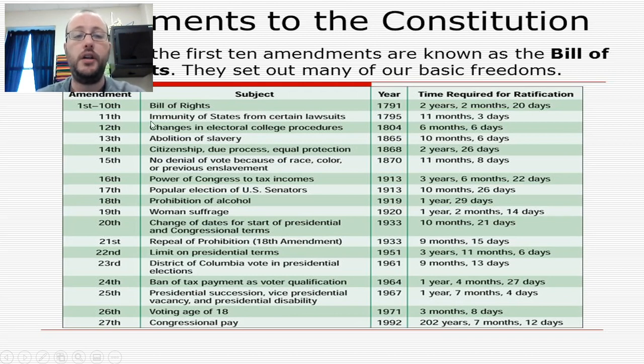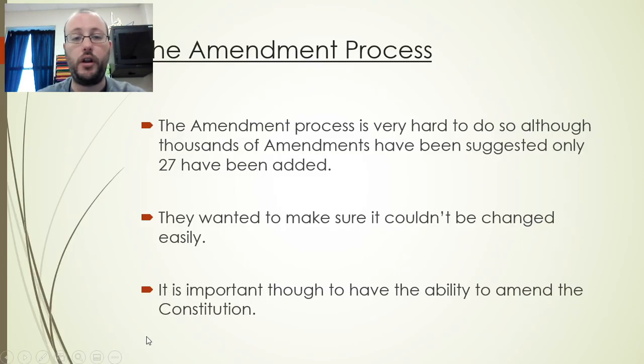The Bill of Rights, and then it starts in here: the abolition of slavery, citizenship, the right for African American men to vote, income tax, election of senators, prohibition of alcohol, women's right to vote, repeal of prohibition, limit on presidential terms, different things like that. So there's a lot of them. The amendment process is very hard to do, though. So although thousands of amendments have been suggested, only 27 have been added.